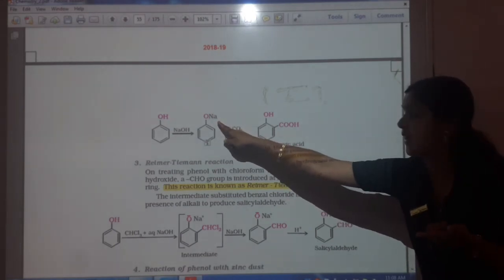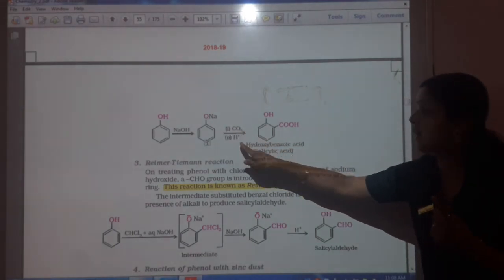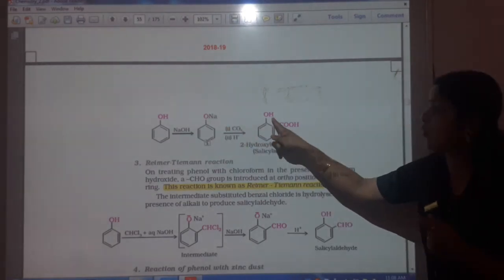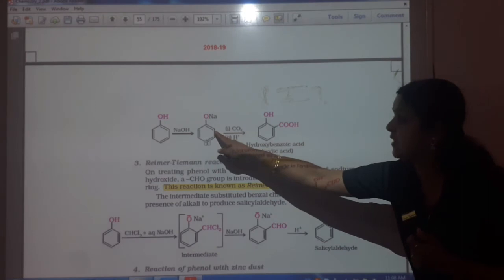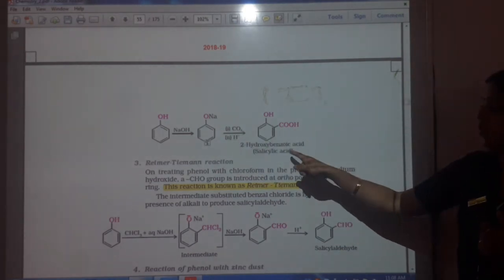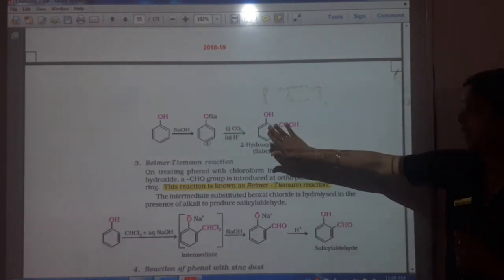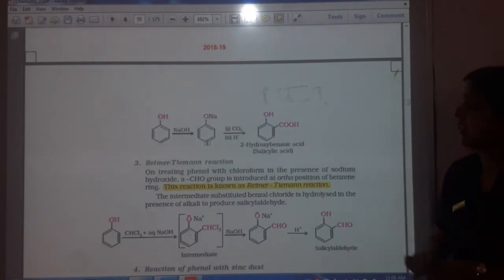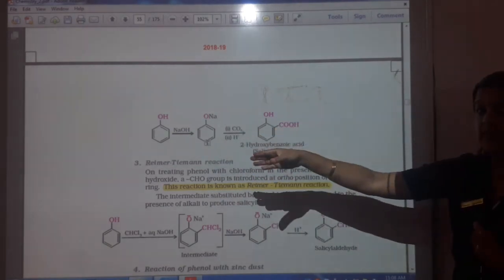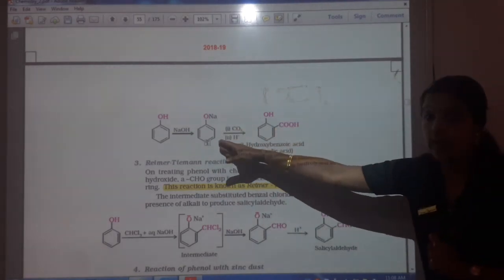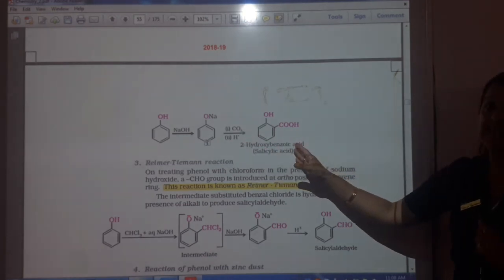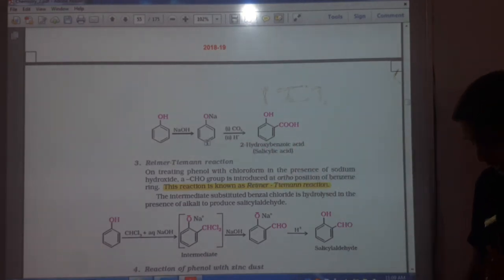This we studied there, which when treated with carbon dioxide and H+, this bond breaks and you get hydrogen there and here you get COOH, which is salicylic acid. This salicylic acid is used for preparation of what? Aspirin. Remember acetylation. So phenol, when treated with sodium hydroxide, you get ONa, which when treated with carbon dioxide, you get salicylic acid. Very, very important.